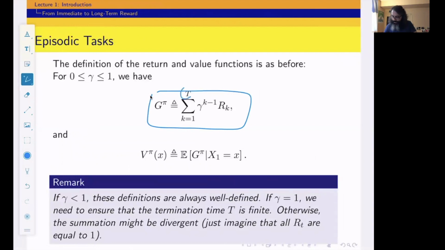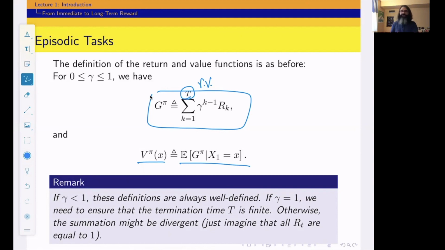Here, the only difference is that T is a random variable. And the definition of value function is again the same as before. It's the expectation of return conditioned on state X1 being one particular state. So I have some remarks here.